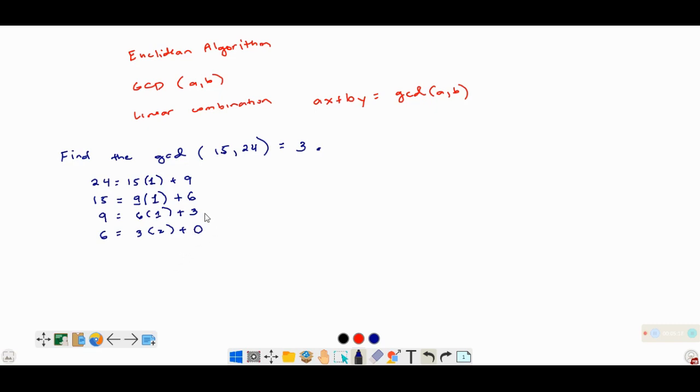Now, what is the GCD? The GCD is the last non-zero remainder. Okay? So the GCD here is 3.